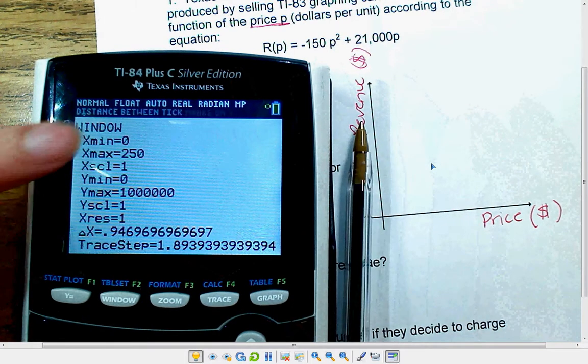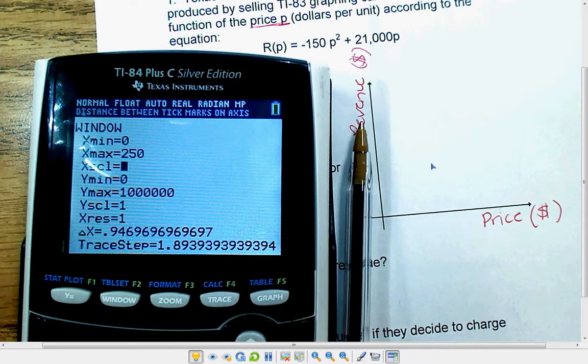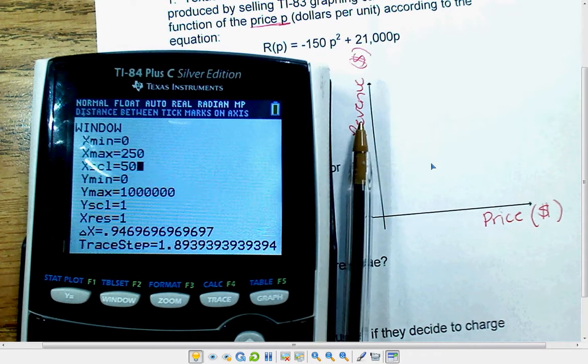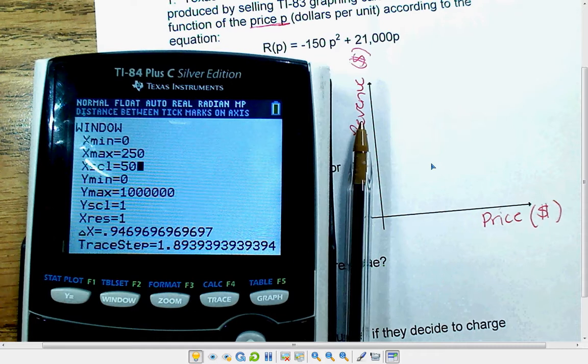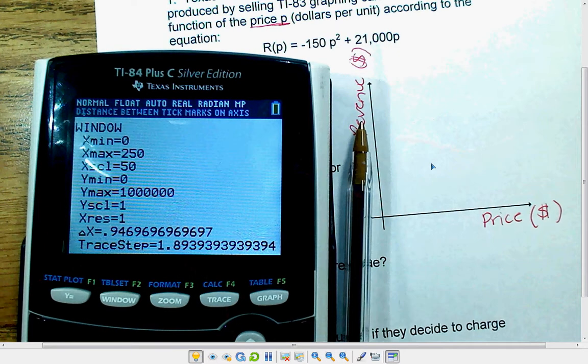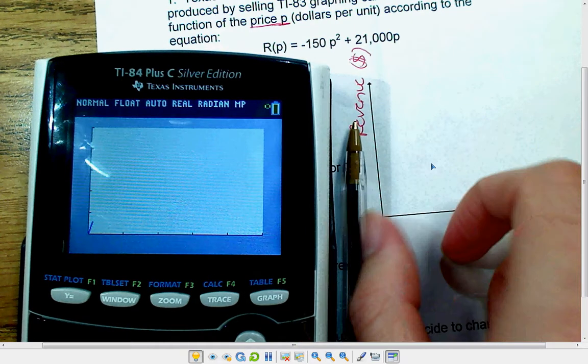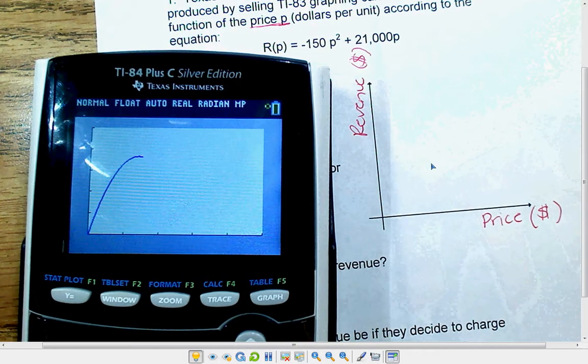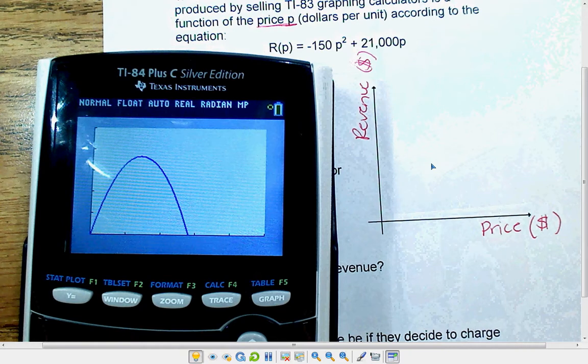So if we're going from 0 to 250, instead of going up by ones, let's have this go up by 50 so we can see this better. And this is 1 million, so instead of going up by 1, let's go up by 200,000. And now we can graph it, and this is going to be much easier for us to label.